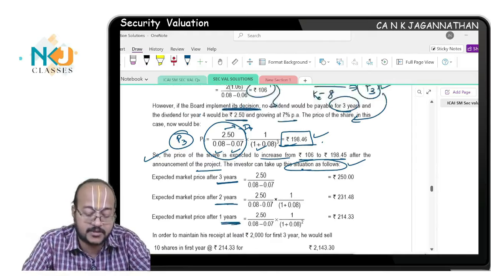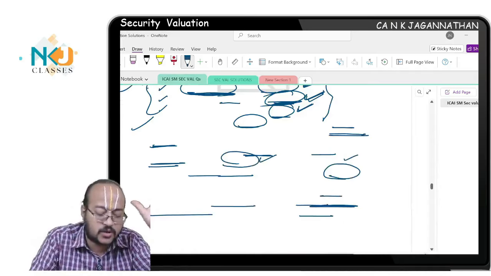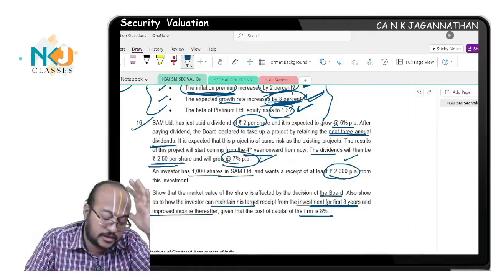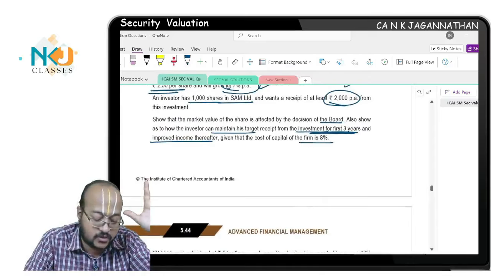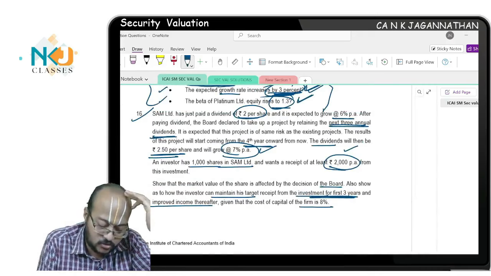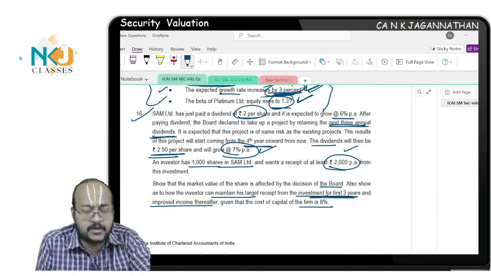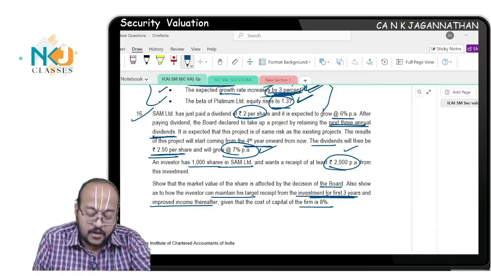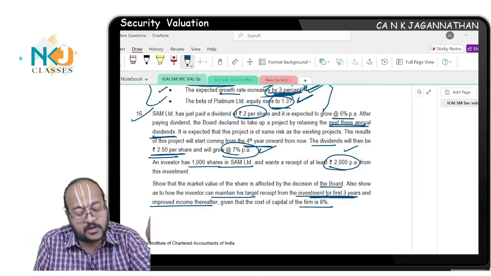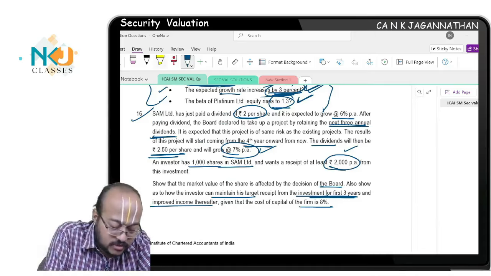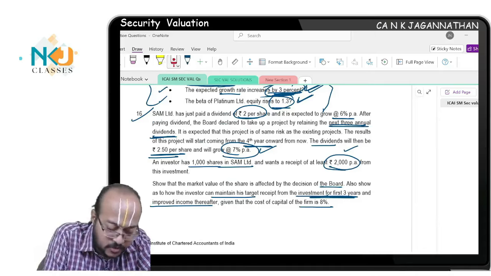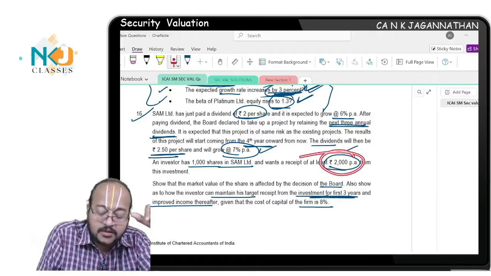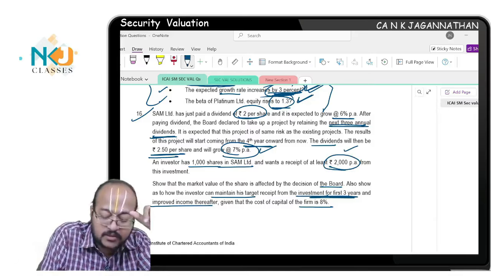In the question, what they are asking, see, first they asked us to compare these two situations and whether the project will increase the share price or not. That we have solved. Now the issue is, show that the market value of the share is affected by the decision of the board. We have showed it will affect positively, no issues. And also show how the investor can maintain his target. This investor wants a target receipt of 2000 per annum. How he can maintain this receipt, they are asking.